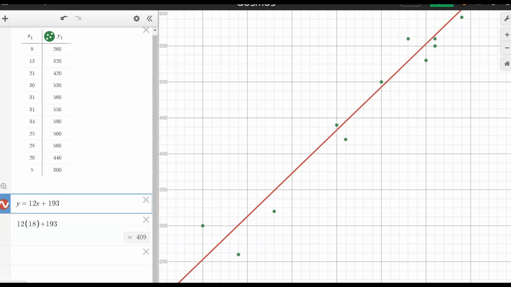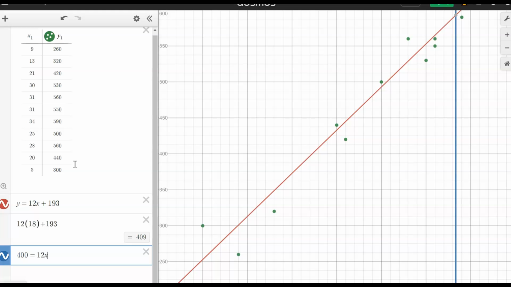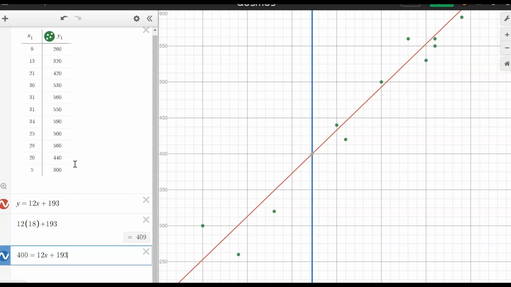For our next trick, we want to predict the fat grams of a 400 calorie sandwich. I'm going to type 400, and I'm substituting that for my y value in my equation, and then I'm going to type equals 12x, because that's what I'm looking for, plus 193. And when I do that, I get this vertical line which shows up in blue, and I want the intersection of those two. So that just makes it easier to find that specific value on the graph.